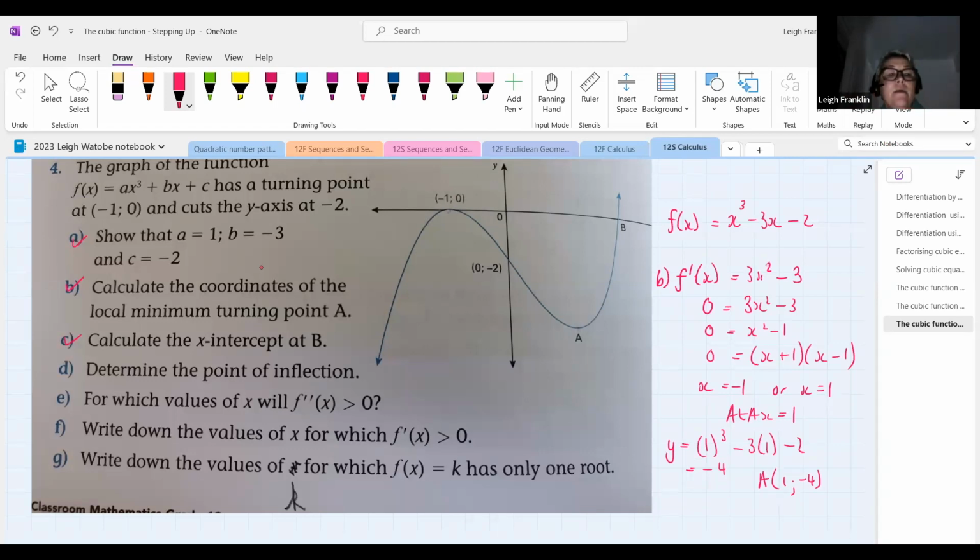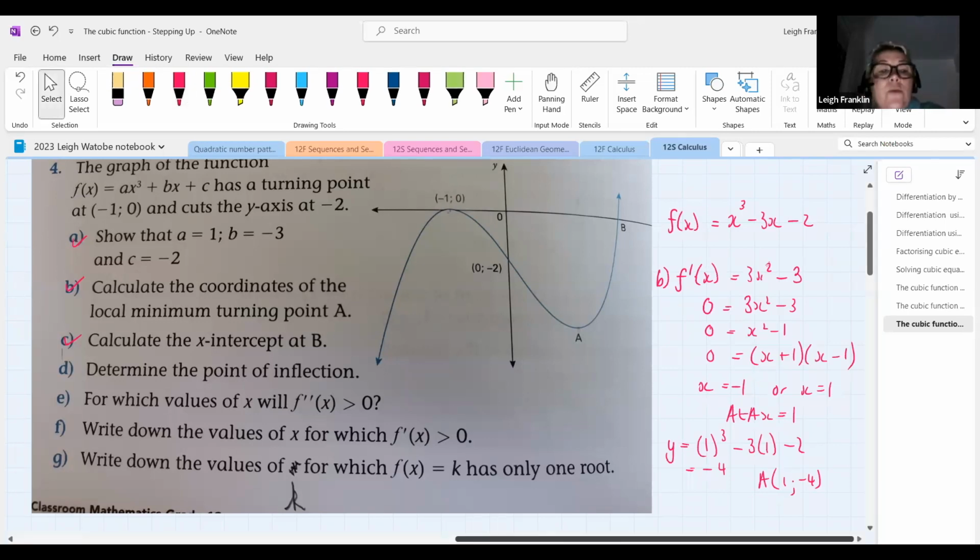The other x coordinate at B, let's just work that out quickly as well. Maybe you guys can do that. Maybe I should stop talking. You guys work out the x-intercept at B and you tell me what you get.